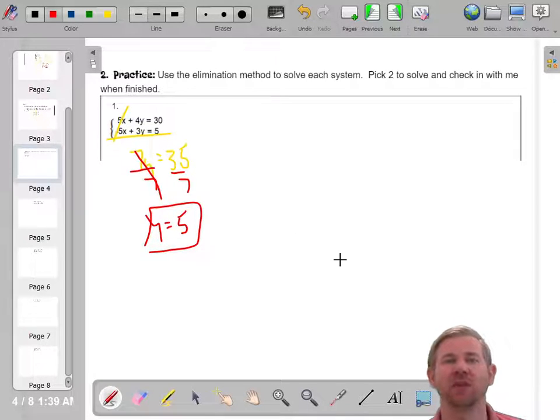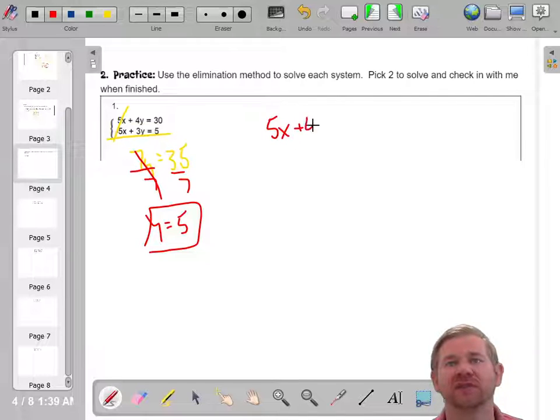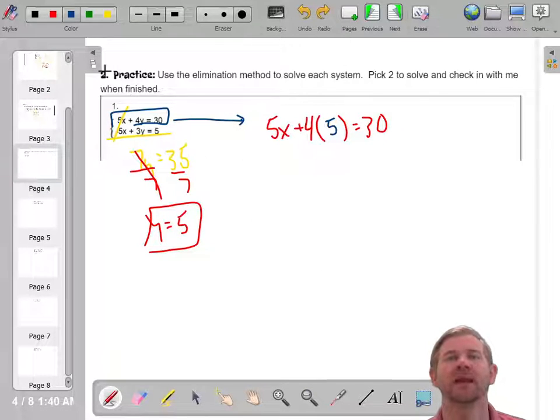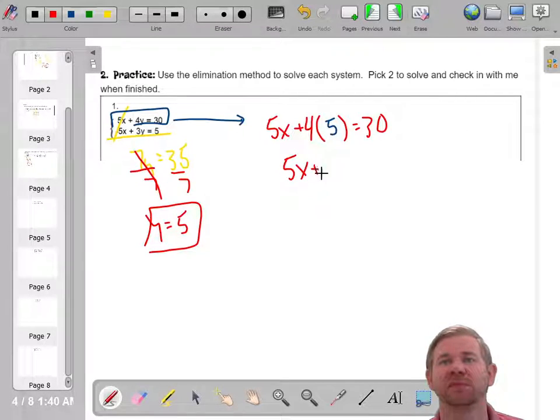Again, it doesn't matter which equation you pick. I'll just pick the top one, 5x plus 4 times y. Instead of y, I know what y is now. Y is 5. So I'm using this equation, but instead of y, I'm plugging in what I just found, this 5 right there. Now it's a one variable equation. I can solve that. 5x plus 20 equals 30.